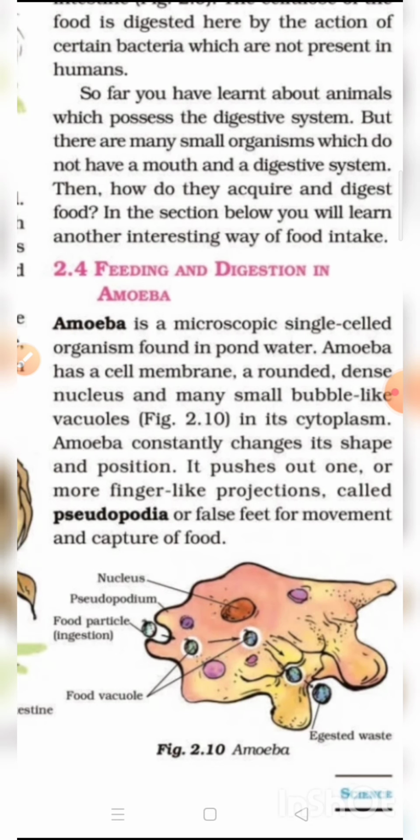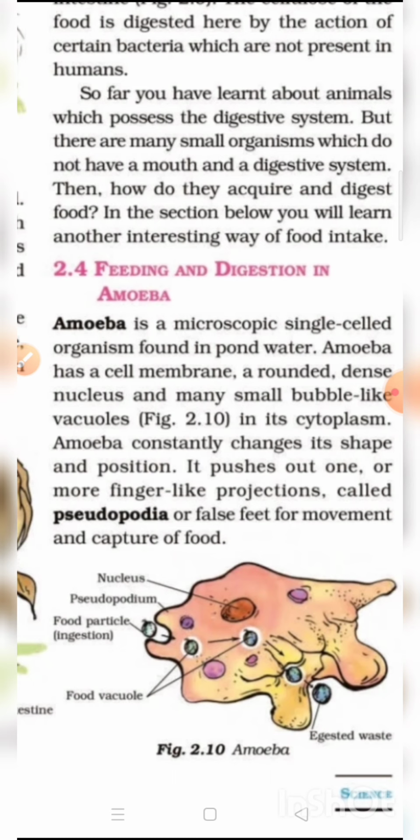Till now, we have learned the digestion process regarding animals which possess the digestive system, but there are many organisms which are small and they do not have a mouth and digestive system. Let's know about the feeding and digestion process of one kind of such small organism like amoeba. Amoeba is a single-celled organism. They can be seen under a microscope and we can find them in pond water.